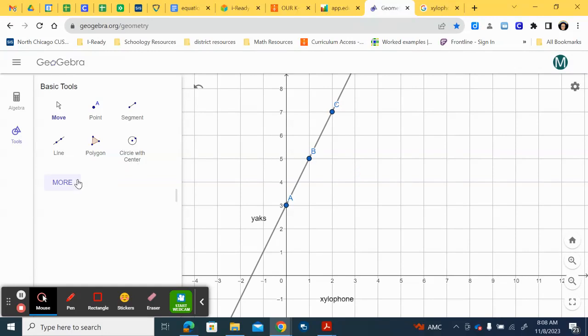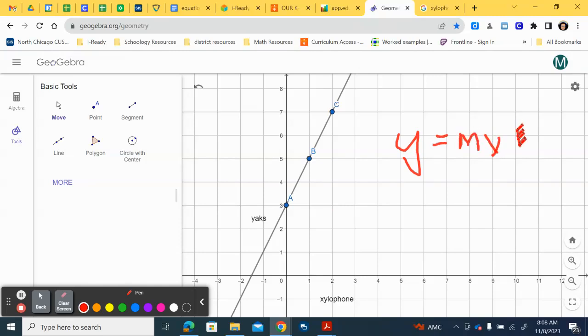And the simplest equation is y equals mx plus b. So that would be y equals mx plus b. Okay, my x is a little ugly, but I hope you get the point. So m is the slope and b is the y-intercept. X is xylophones and y is yaks. So if I want 1,000 xylophones, I can put 1,000 in for x, multiply by the slope, and then add my y-intercept and figure out how many yaks I need.